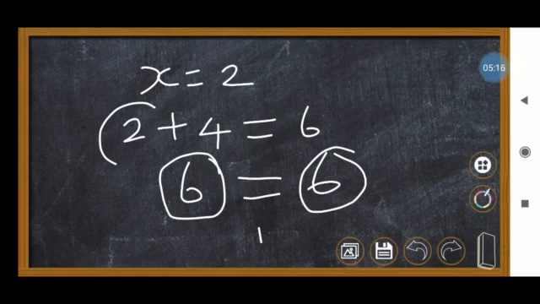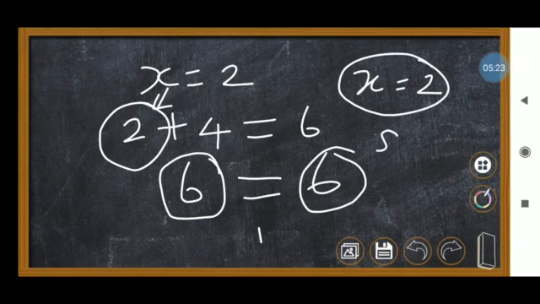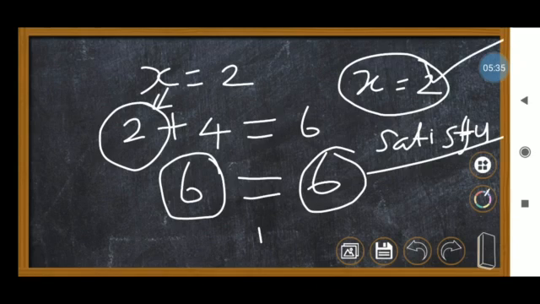That means x equal to 2. So for x equal to 2 only, this equation will be satisfied. So we have to identify the value of x, which is equal to 2. This is the correct answer. This is the kind of solution we are going to find.